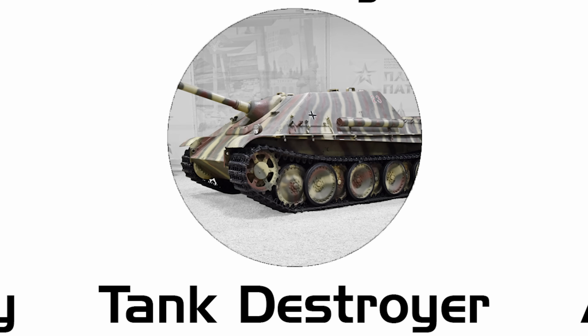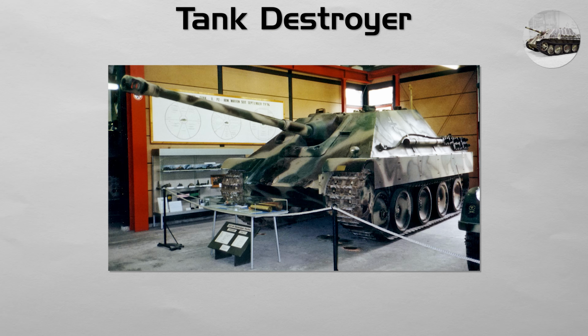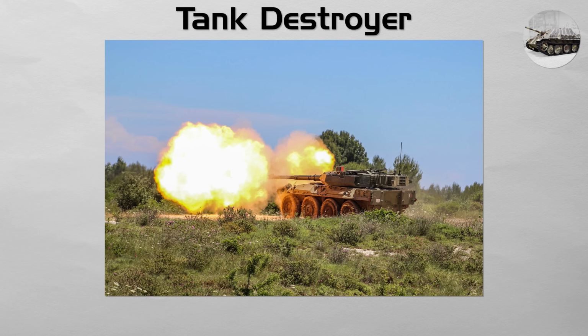Tank destroyer. This is a specialized vehicle, often more lightly armored than a tank, but designed for one purpose: to hunt and kill enemy tanks. Historically, this meant mounting an oversized, powerful cannon onto a chassis, like the German Jagdpanther of World War II. In the modern era, the role is often filled by vehicles armed with powerful anti-tank guided missiles. These are fast, often wheeled vehicles that can get into an ambush position, fire their long-range missiles, and then quickly relocate.